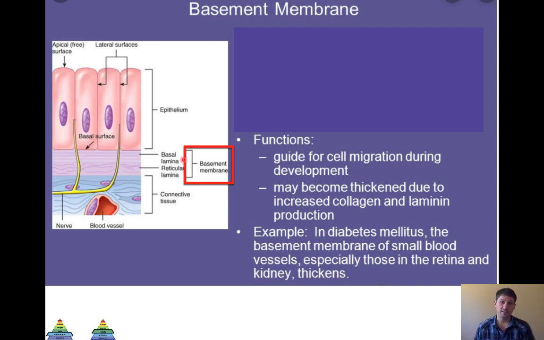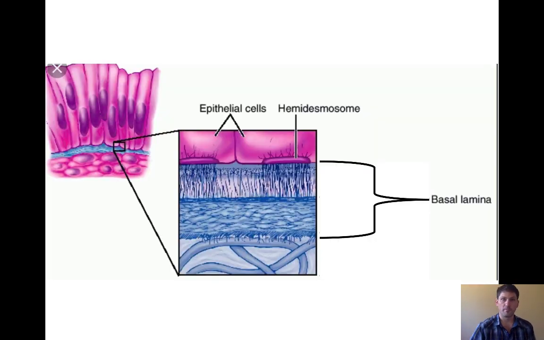Sometimes that basement membrane can get thick depending on different types of diseases, and that can change the functionality of the cells or the structure of that tissue. One example is diabetes. That basement membrane in small blood vessels in the retina and the kidney gets thicker. That's bad when we're talking about diffusion, because the thicker an area is, the longer it takes for diffusion of oxygen, nutrients and wastes to move across it. So that can be especially damaging in those regions, which is why we need to know what's going on with the basement membrane.